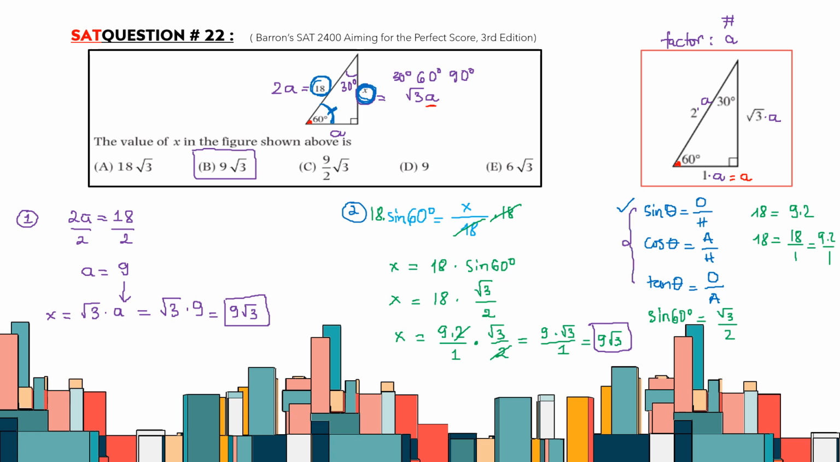This method, usually they call it SOH CAH TOA. It's because of the S, O, H, C, A, H, and T, O, A. It comes from trigonometry.